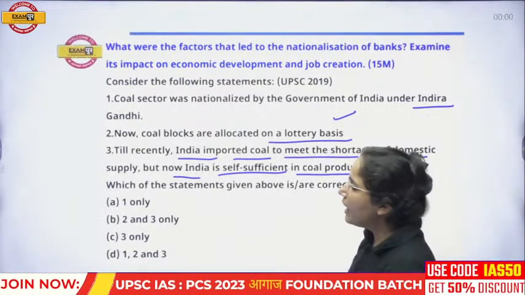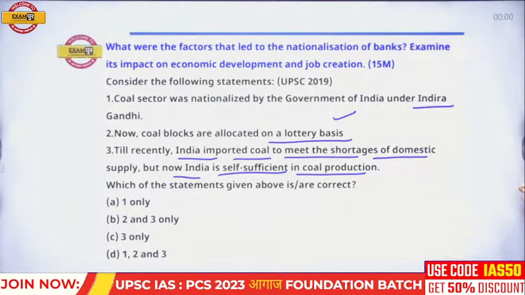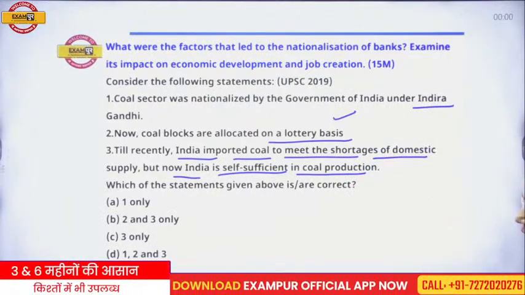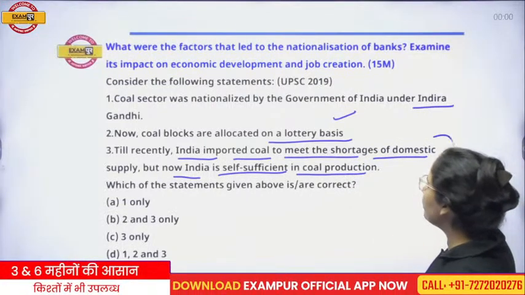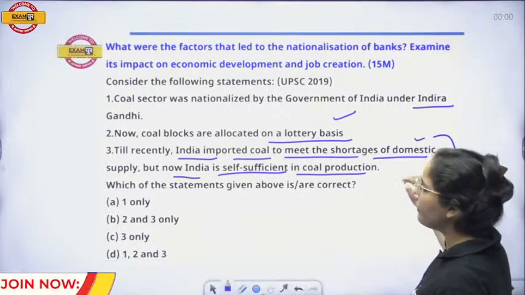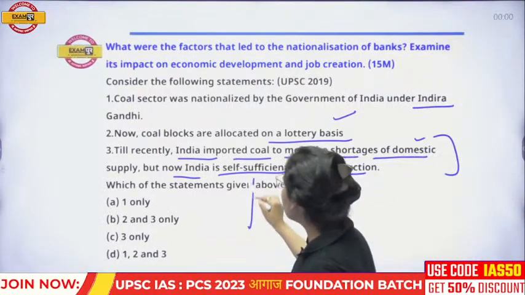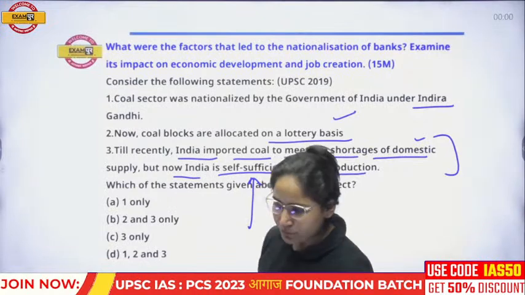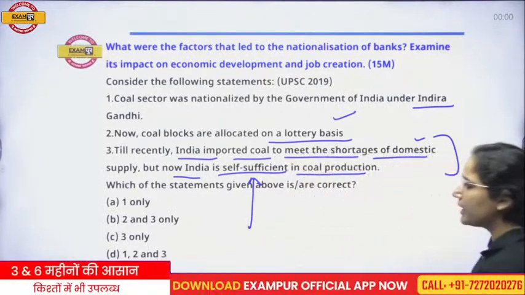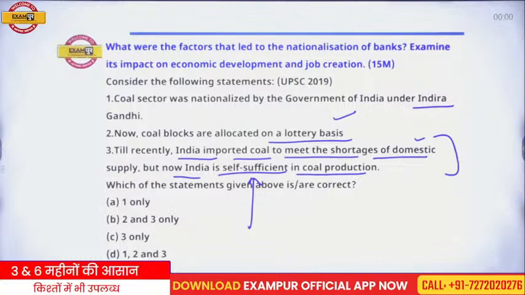Now coal blocks are allocated on a lottery basis. Is it so or not? Or imported coal to meet the shortages? Yes, we do make imports, but we are still not self-sufficient. What kind of answer could we consider?